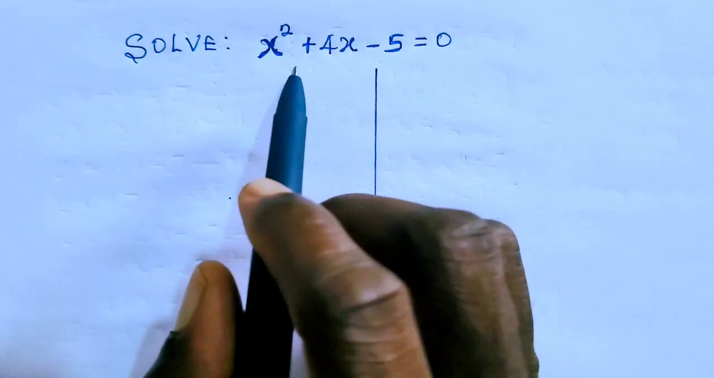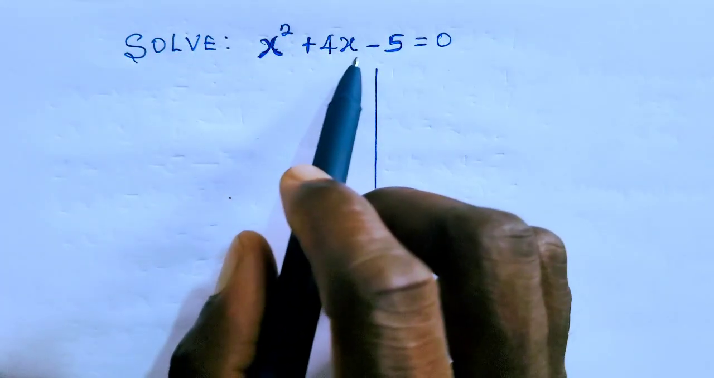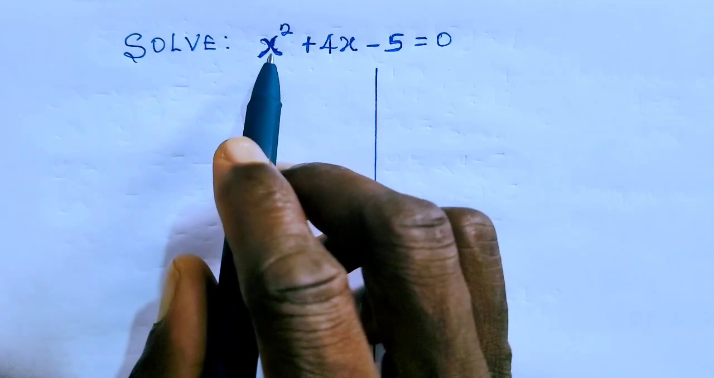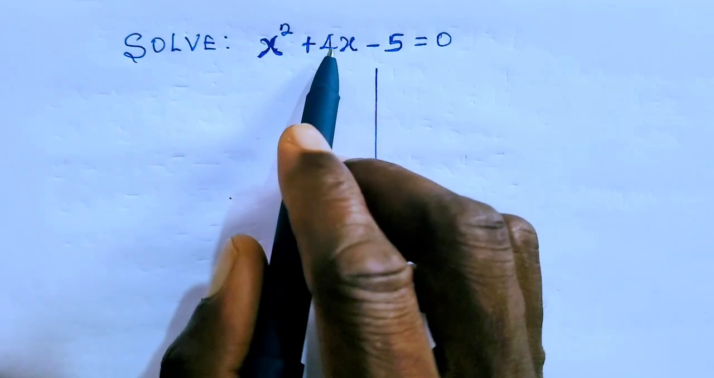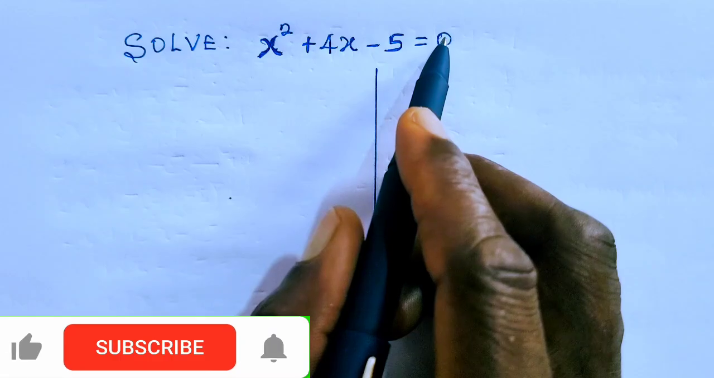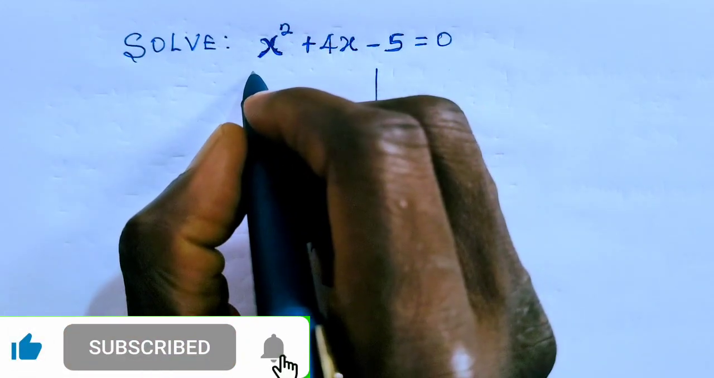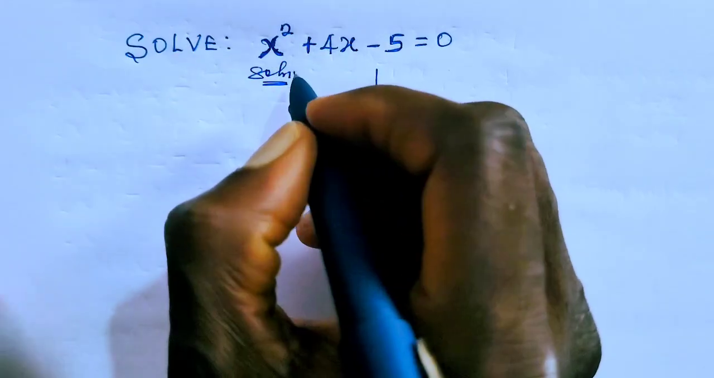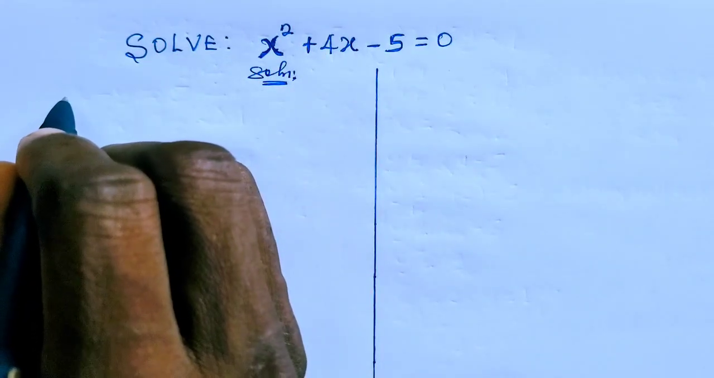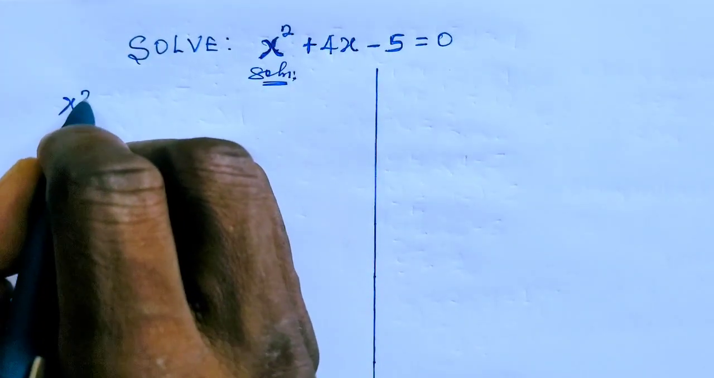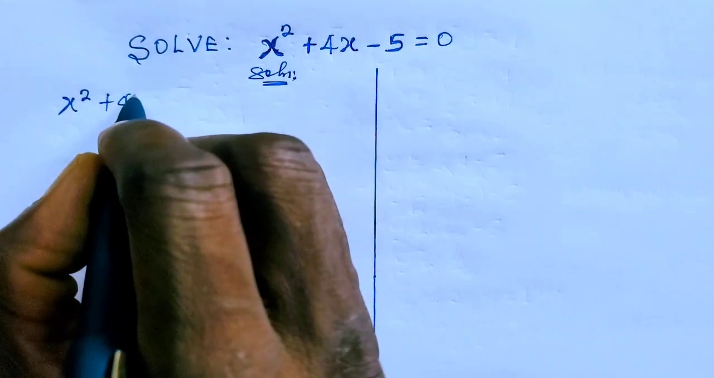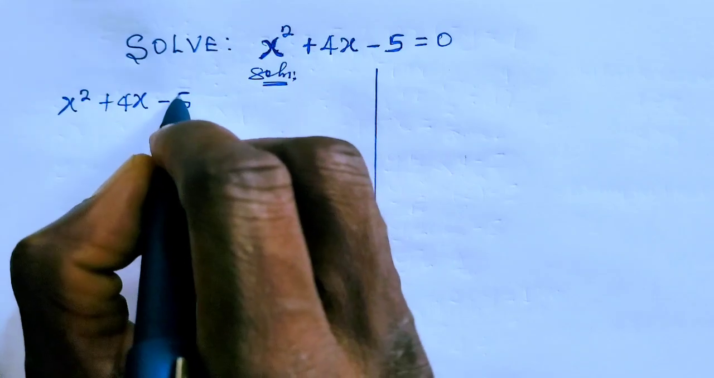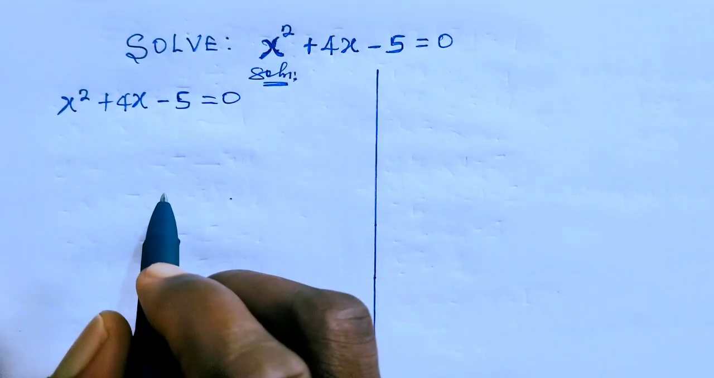In this video, we are going to learn how to solve quadratic equation using formula method. We have here x squared plus 4x minus 5 equals 0. Now, let's have a solution. We have the question here, x squared plus 4x minus 5 equals 0.